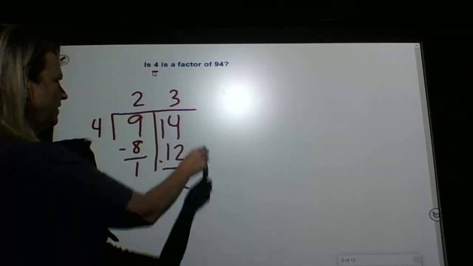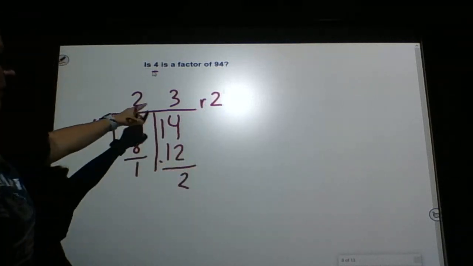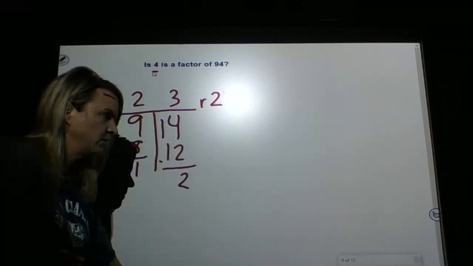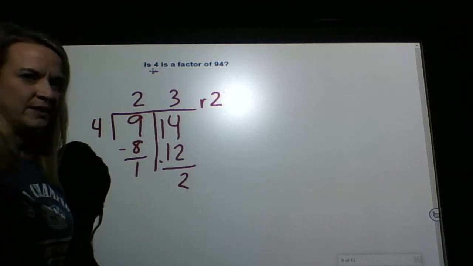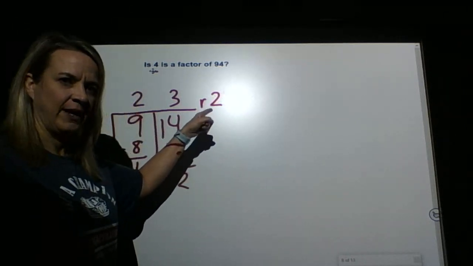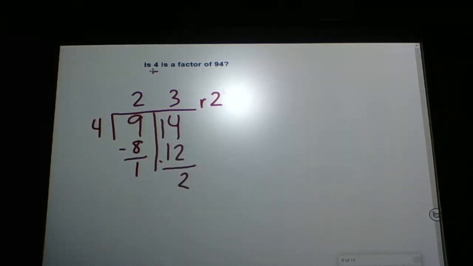That's what this is. So you just call that a remainder of 2. It's saying that 4 can go into that 23 equal times, and then there's 2 leftovers. So Miss Heflin, would you call 4 a factor of 94? No, it is not a factor because of the leftovers. That's the main reason it's not a factor. When we divide, it has to go in equally.